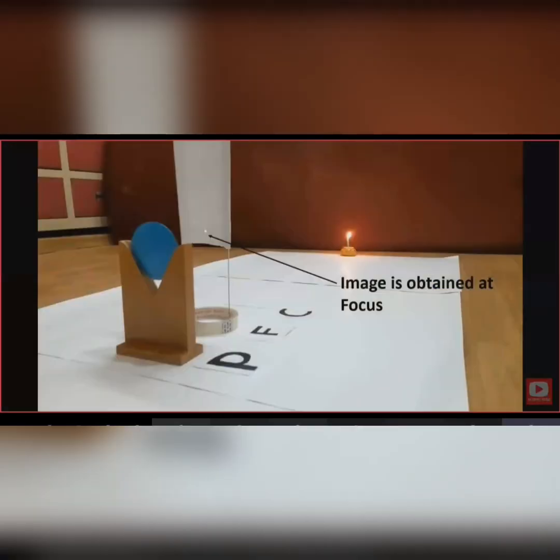So right now you can see a very small image of the flame being formed onto the screen. Okay, a very small image is getting formed onto the screen. Is this a real image or a virtual image? Real image. It's a real image because you can see it on the screen. Okay, it's a real image.